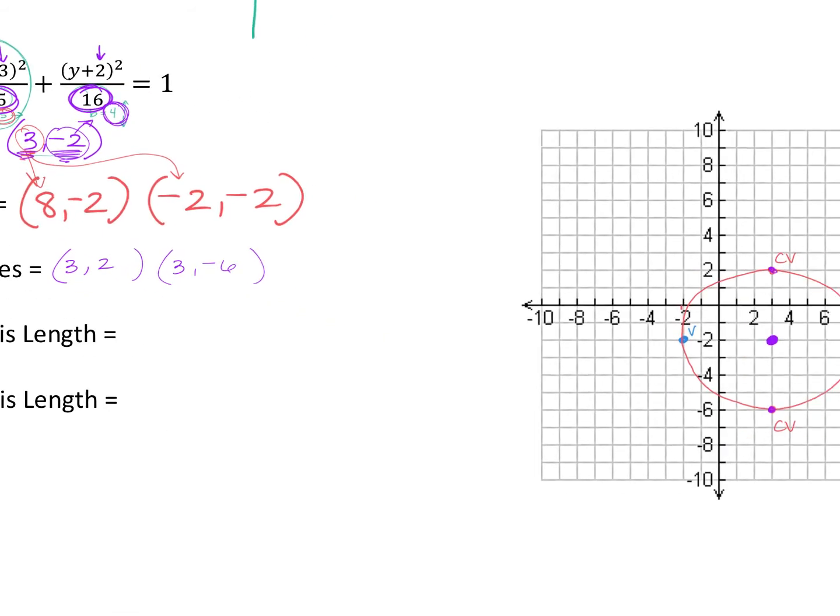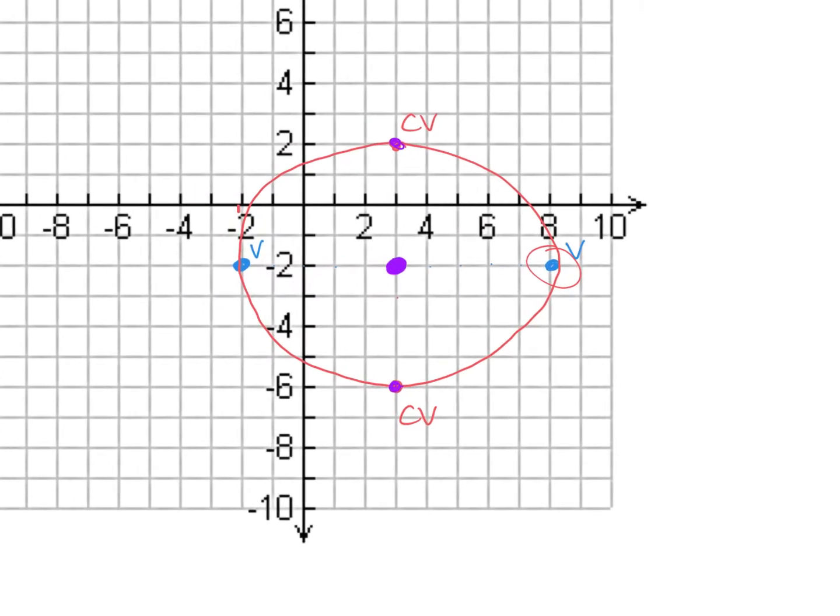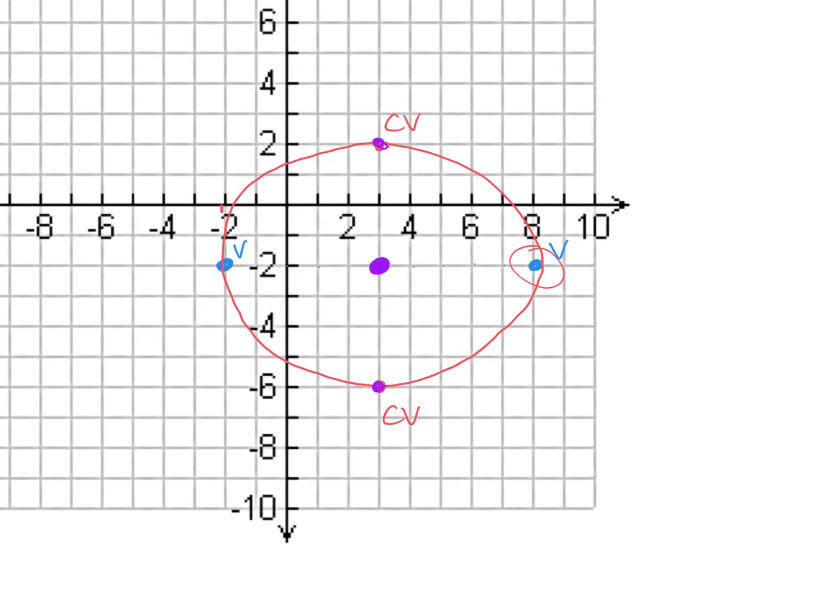Okay. Let me just show you here because it's easier to show you how it works. If my center is here and my A value is the bigger one, that's going to give me vertices a distance 5 to the right and 5 to the left of my center. So my vertices are going to be here and here. So you just name those points. My vertices are at 8, -2, and -2, -2, right?